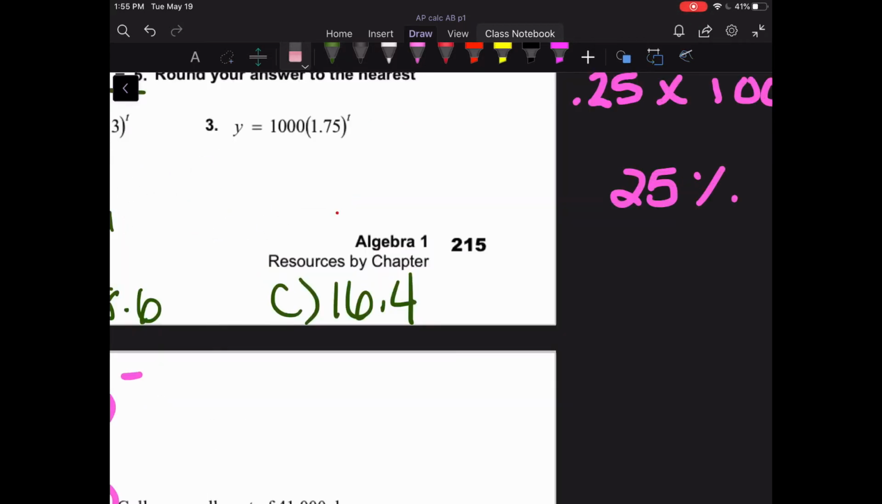This one's a little different. I don't see a 1 plus or a 1 minus in my growth factor, so I can't really see the rate unless I know what I added to 1. So really what's happening here is something's being added to 1, a rate, right? To find that rate, it's easy to see in this case, but you can always just do 1 minus what they give you, and you're going to get negative 0.75, but we take the positive version of that.